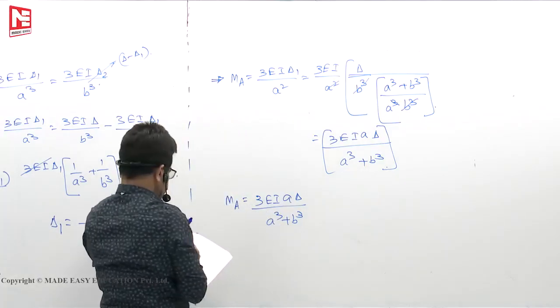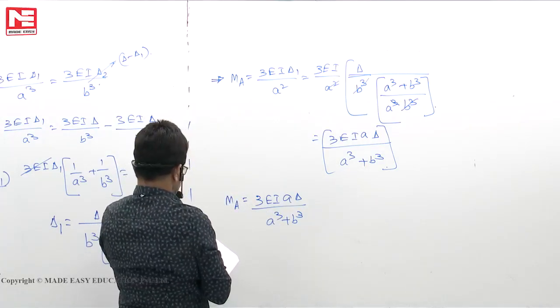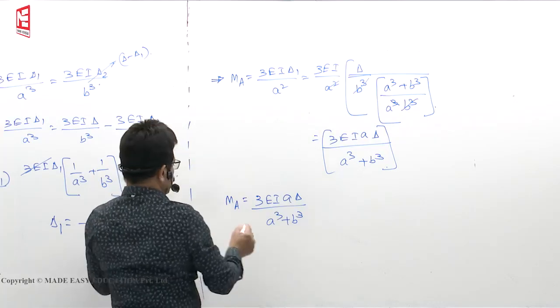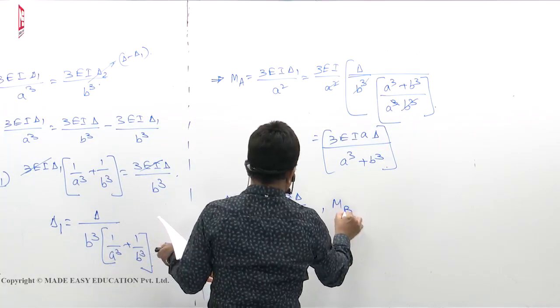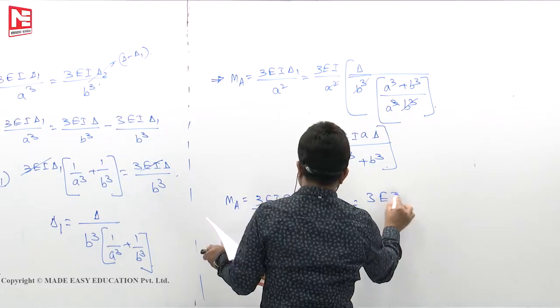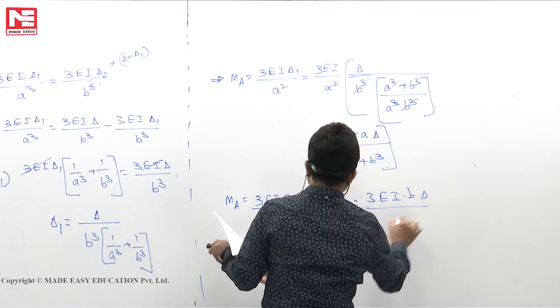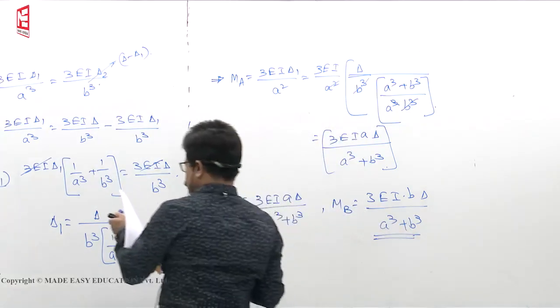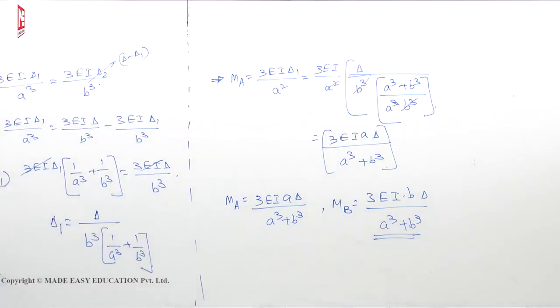Now which option matches? A is wrong, B is wrong, C is 3EI δ by (A cube plus B cube). Naturally MB will be the same, 3EI B δ by (A cube plus B cube). So the correct option is 62, C.